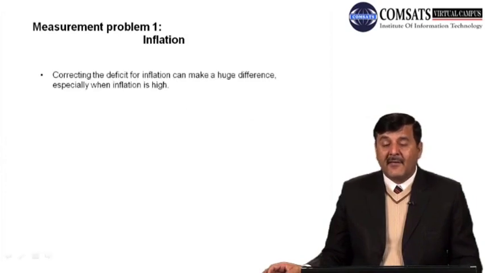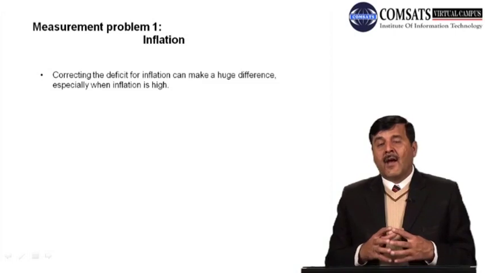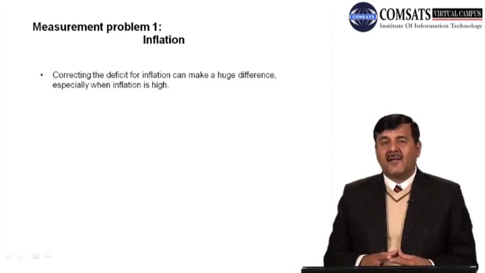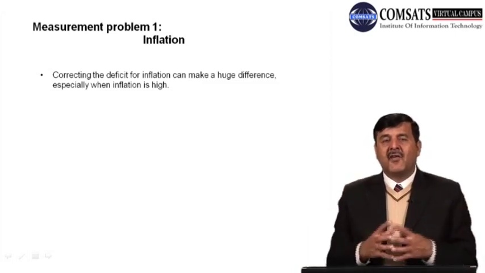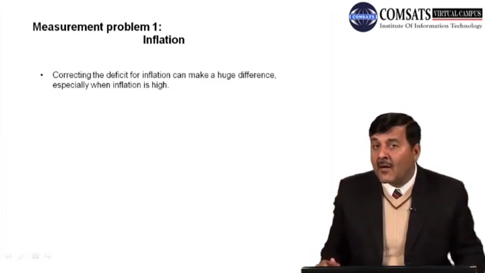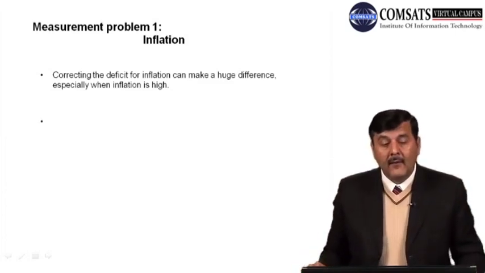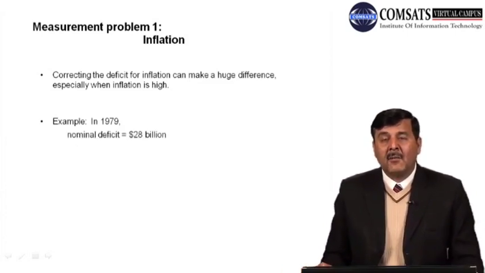Now, correcting the deficit for inflation can make a huge difference, especially when inflation is high, right? So when you're using inflation to correct the deficit in the country, this will make a huge difference, especially when the inflation is high. That is very important. For example, in 1979, the nominal deficit in the US economy was 28 billion US dollars.